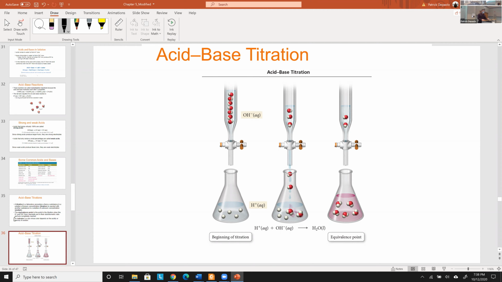So here's an example. The most common acid-base titration is NaOH plus HCl. If you add those together, you get H2O plus NaCl, a water and a salt.